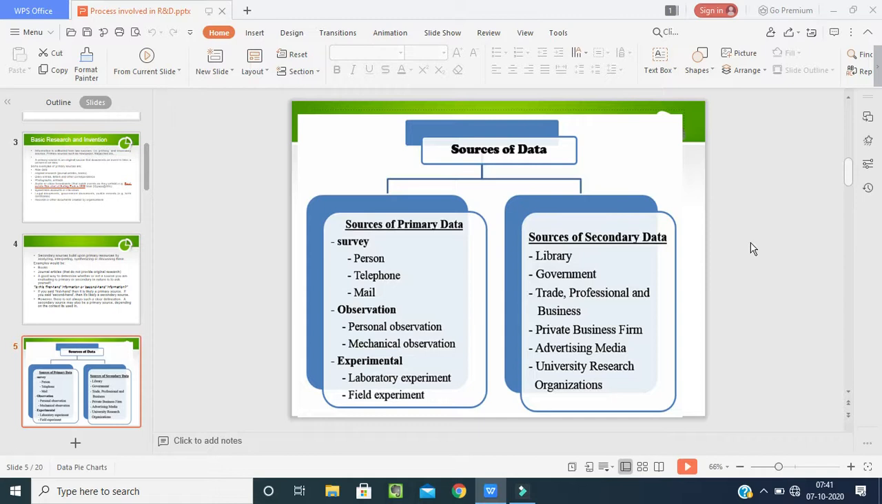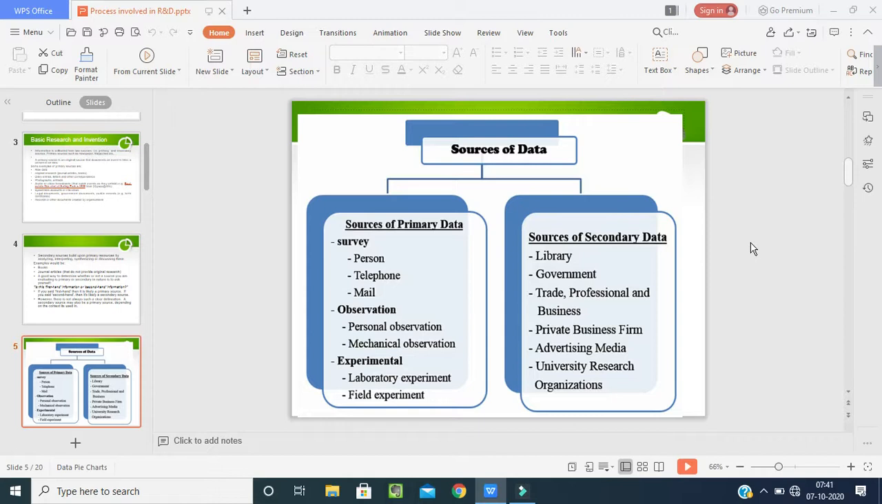The survey: if you are looking for primary data, we are doing the survey either in person, by telephone or by mail. Observation will be there: personal observation, mechanical observation, technical observation, sometimes IT observation, and social and geographical observation. Data observation will also be there, collected data. Now experimental, laboratory experimental, field experimental, all these are examples of primary data.